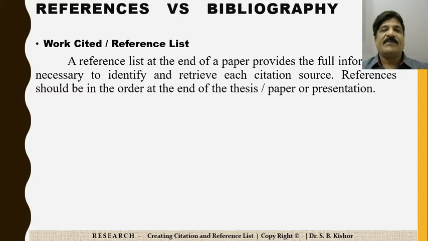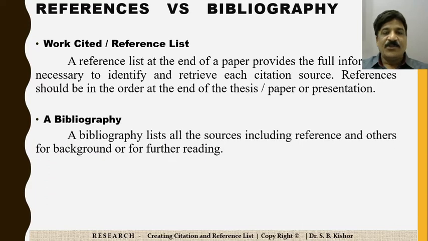So remember, a references list means what? A list of the sources that you have consulted, and those sources you have used in your research paper or thesis. Okay. So it is referred to as references. While bibliography is what?